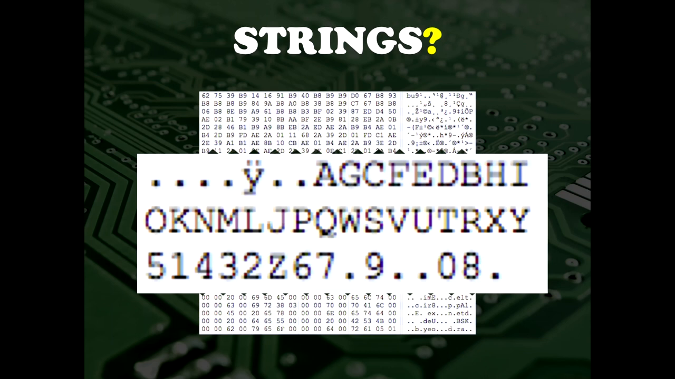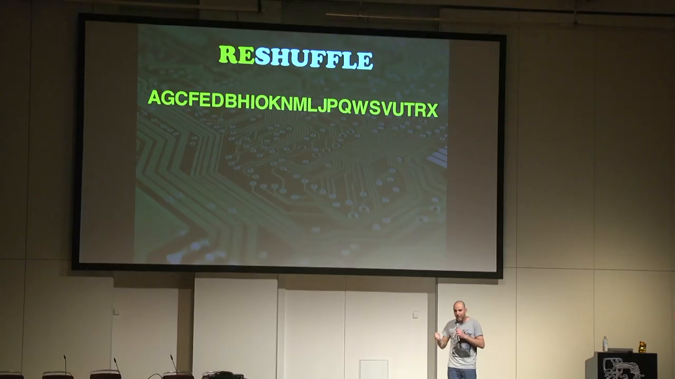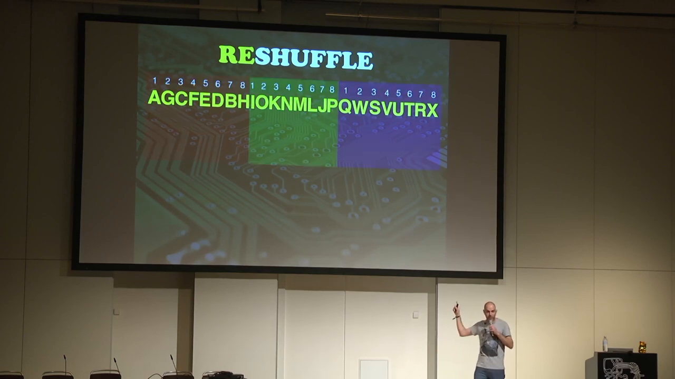And take a look at this again. This is the same string that we saw before, right? There's some kind of shuffling going on here. And if you stare at this long enough, you'll understand that this shuffling is going on in chunks of 8 bytes. Let me explain this a bit better. These are the chunks of 8 bytes, right? And the bytes are actually not in order, but only within their own chunk.